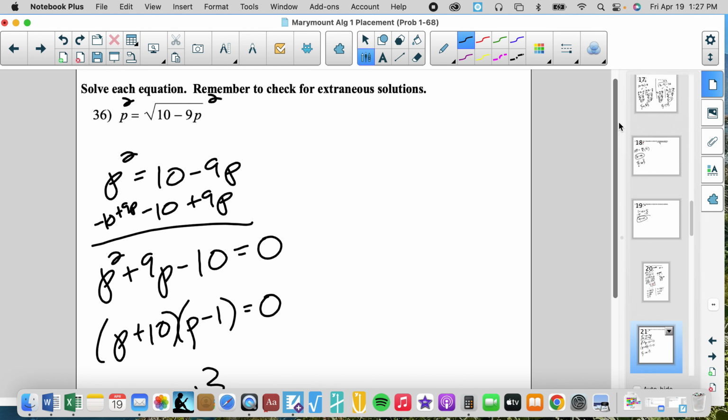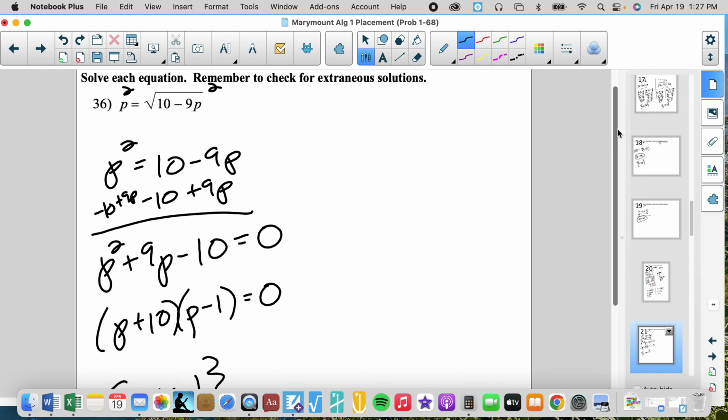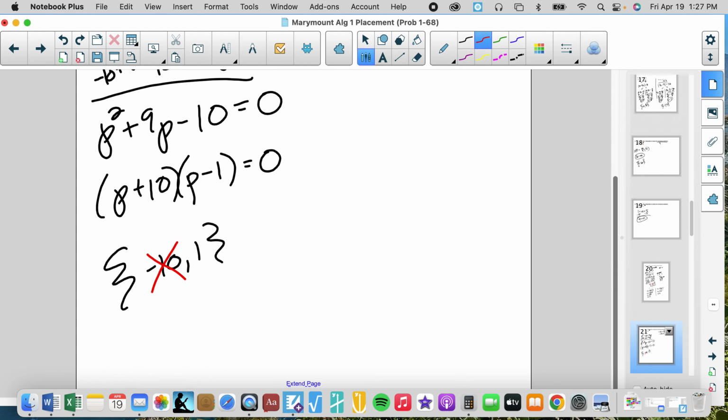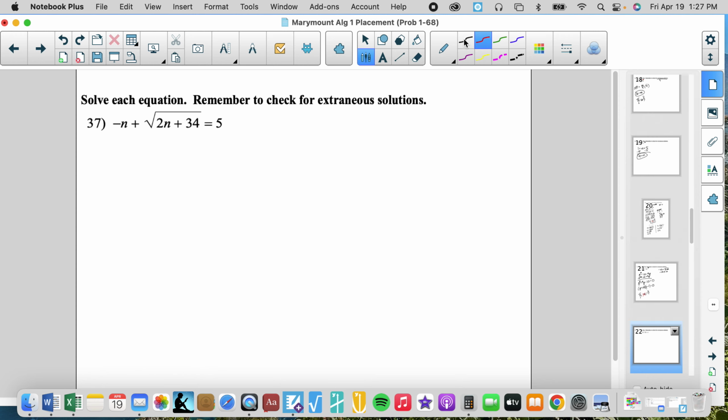So if I plug in negative 10 there, that wouldn't work because we get negative 10 equals the square root of 100, and negative 10 does not equal 10. So negative 10 is extraneous. My only answer is 1. So be careful on the test tomorrow for that very specific reason.